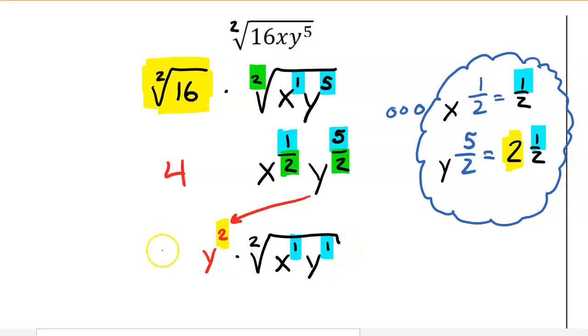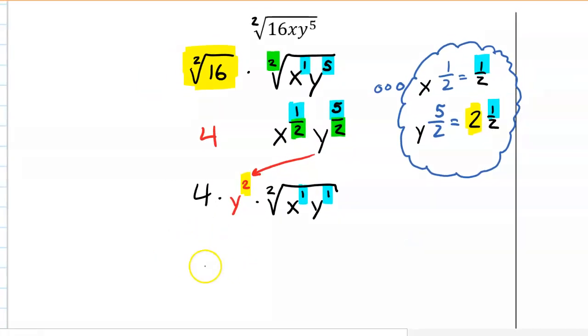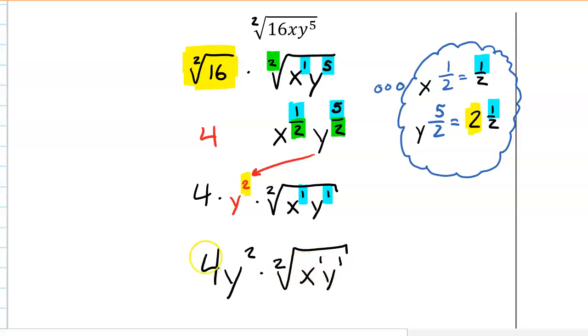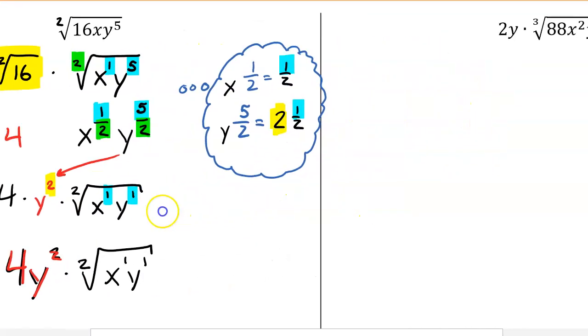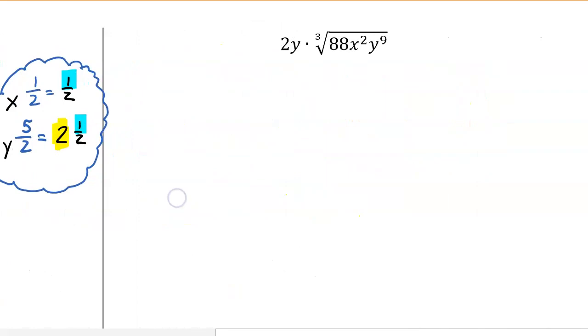So putting all of these pieces together, we can multiply everything outside and everything inside, giving us 4y squared times the square root of x to the 1st and y to the 1st. We have the distinct separation of outside of our radical and inside of our radical. Okay, let's take a look at this next example. Notice here there's already stuff outside of the radical, so we're just going to ignore it until the very end.